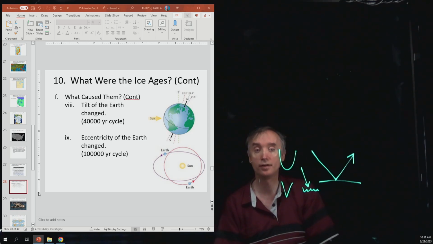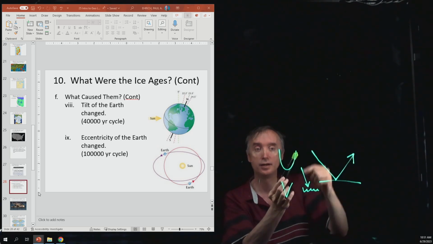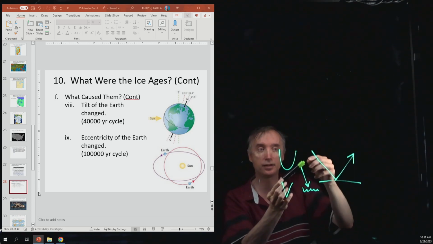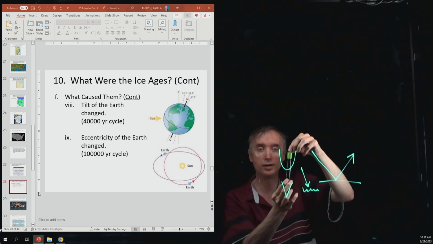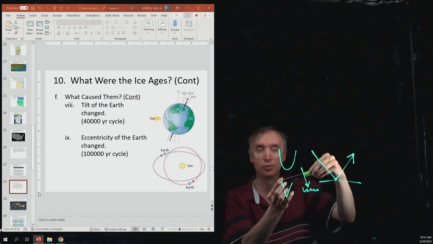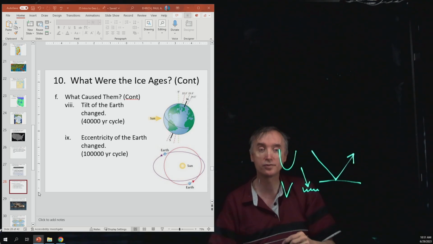The tilt of the Earth changes. So currently the tilt of the Earth is at 23 degrees, but over millions of years it can be greater and it can be less. So when it is less, the climate is going to be more moderate. If the tilt is more, then the climate is going to be more severe. More severe summers, more severe winters.